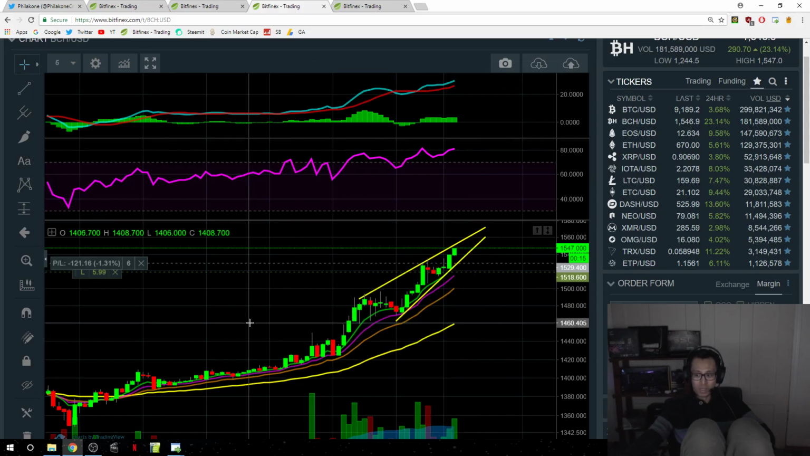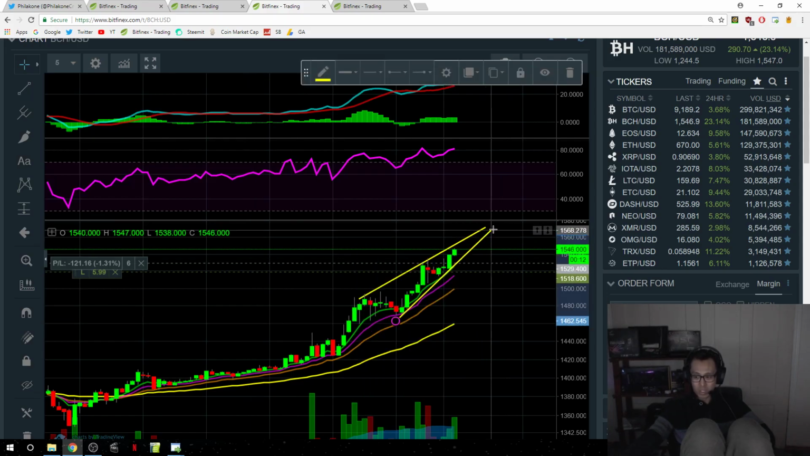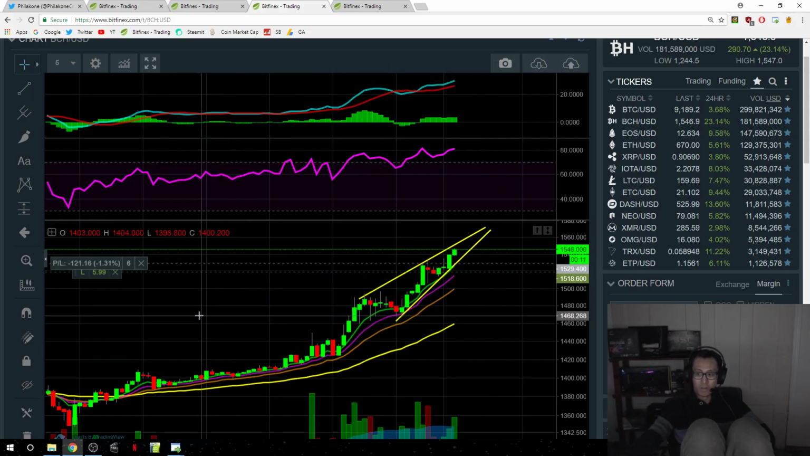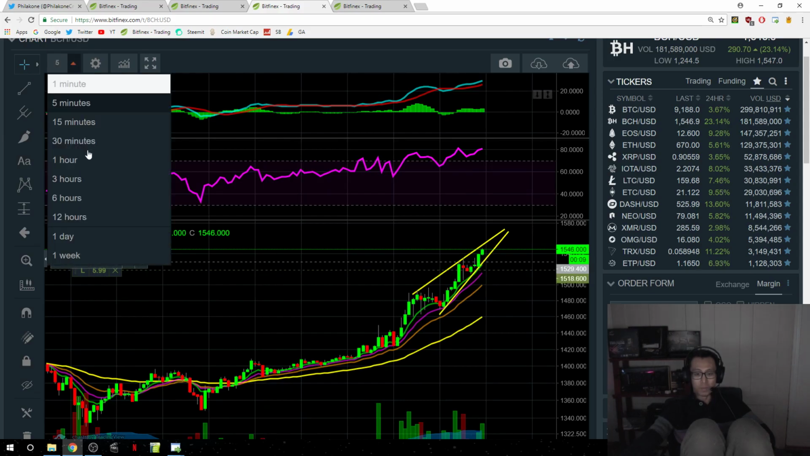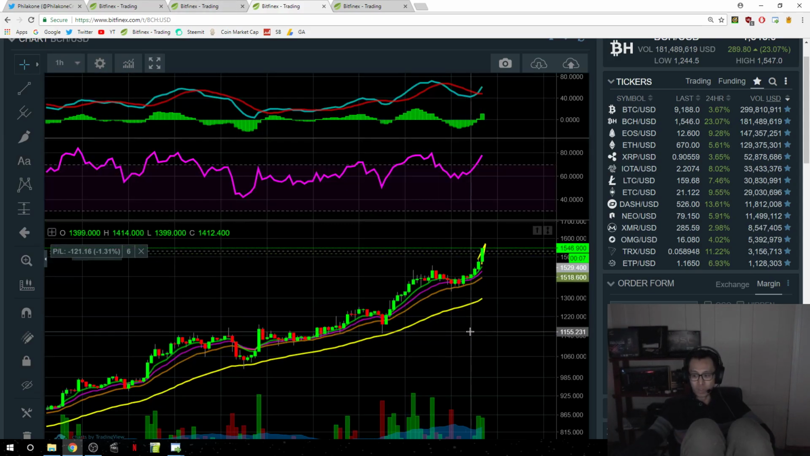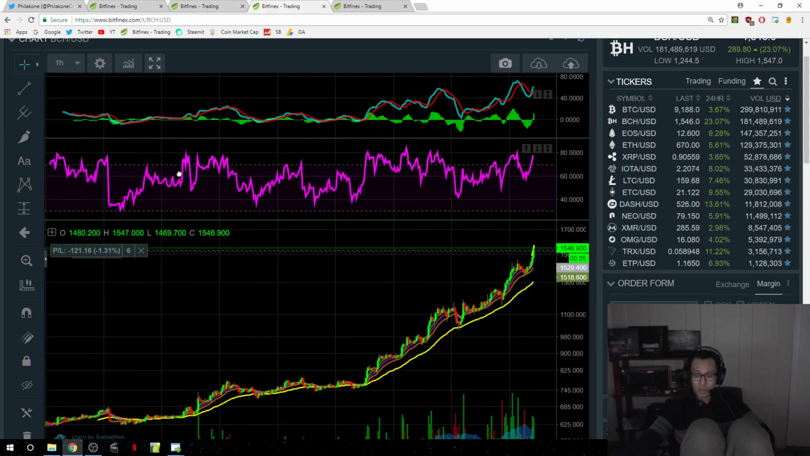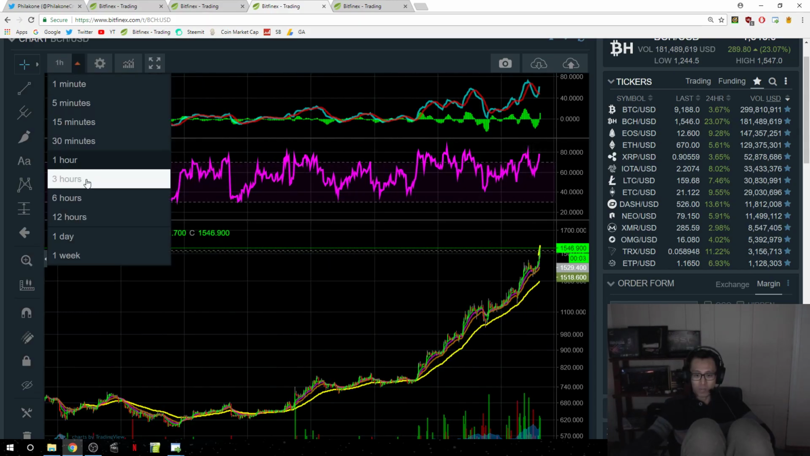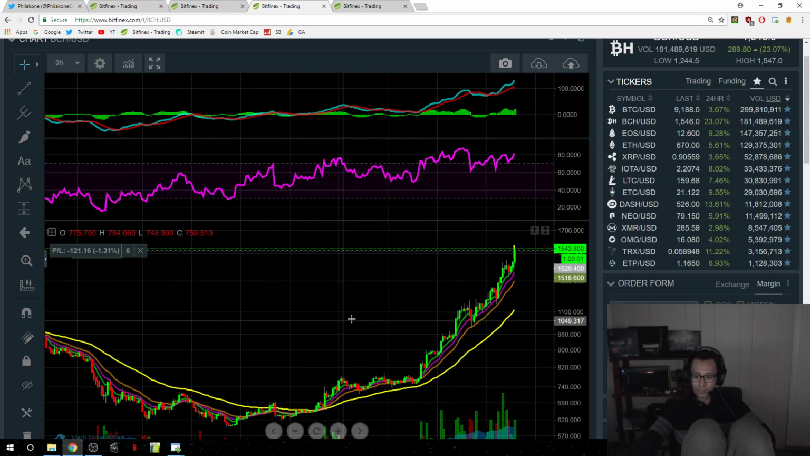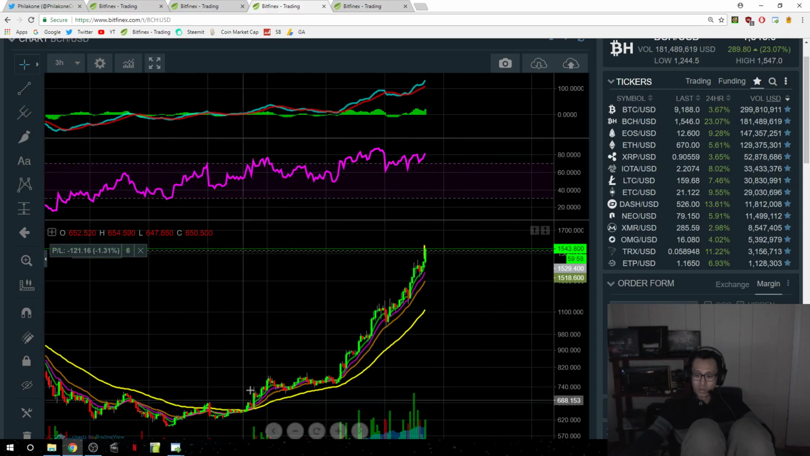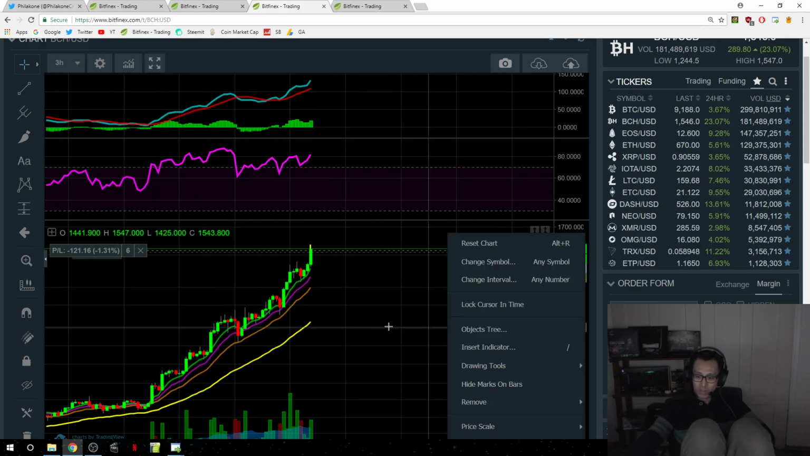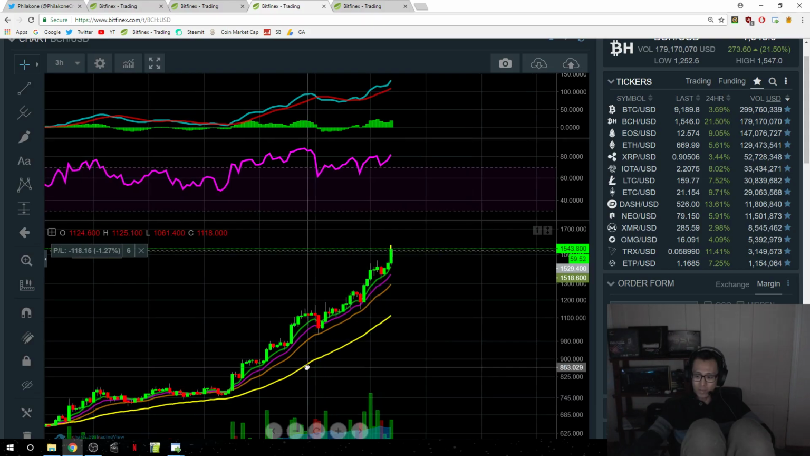But it really did hit my target range of around the 1500 mark. That's exactly where I projected it would be. If you guys remember from my previous tweets, I think I was counting it on a 4-hour time frame or 3-hour time frame or something like that. 1, 2, 3, 4. And this is the fifth wave going up here like that.